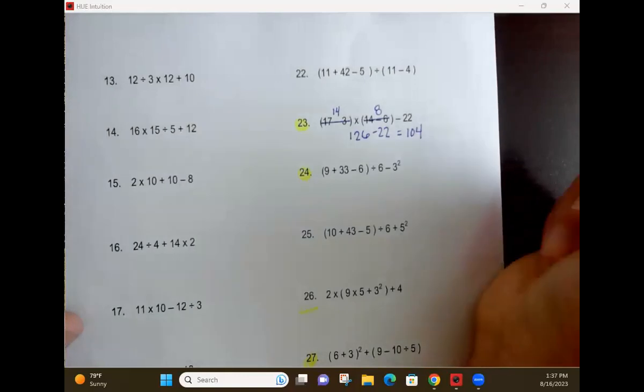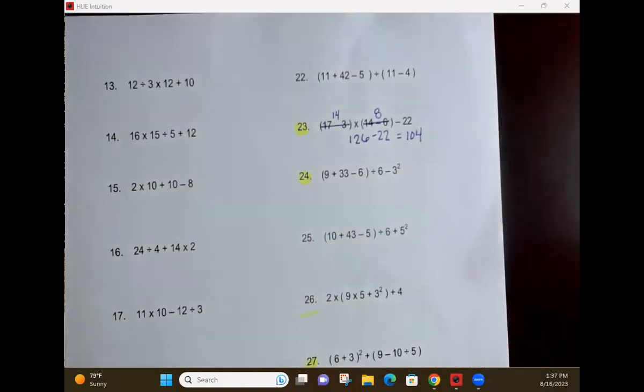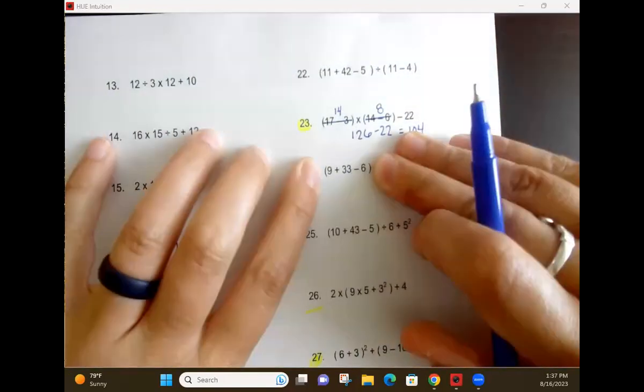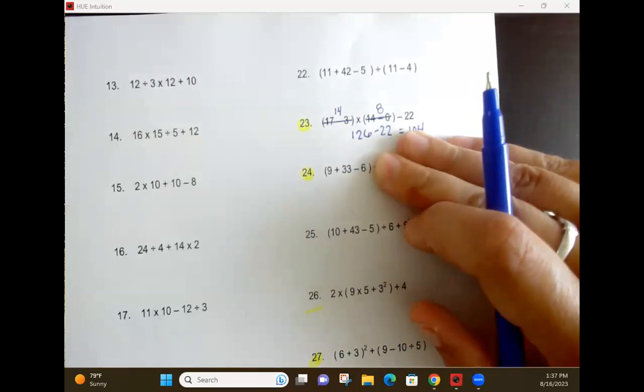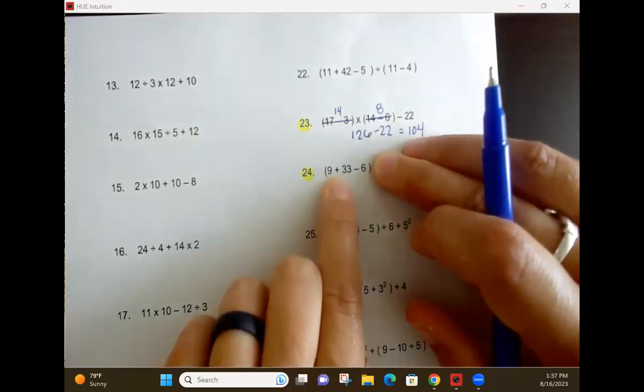Number 24, where should I start? Inside my parentheses still. This time I've got more than one operation to do inside my parentheses. So I'm going to ignore everything else for just a minute. And inside our parentheses, we again follow order of operations. Okay. So I've got addition and subtraction.